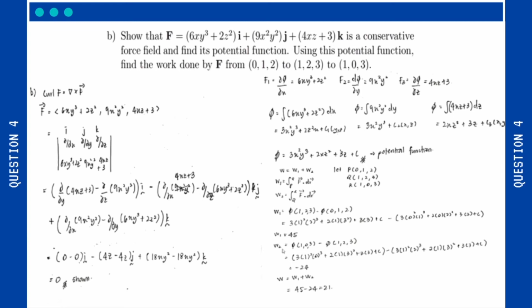For W2, it is equal to phi at point R minus phi at point Q. So after plugging in all the values, we will get negative 24. So for the work done, we add W1 and W2, we will get 45 minus 24 which is equal to 21. Next question is for C.